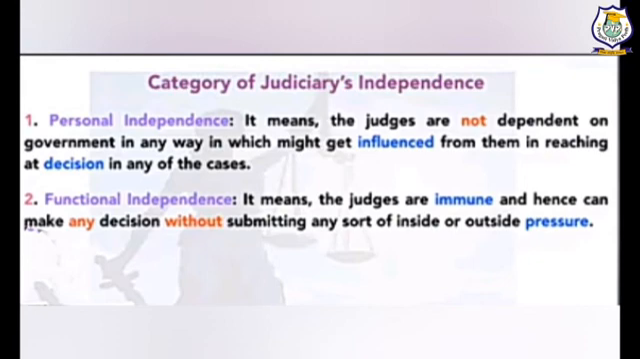Category of judiciary's independence. First is personal independence. It means the judges are not dependent on government in any way which might influence them in reaching a decision in any of the cases. Second is functional independence. It means the judges are immune and hence can make any decision without submitting to any sort of internal or outside pressure. The judges have the power of these categories.